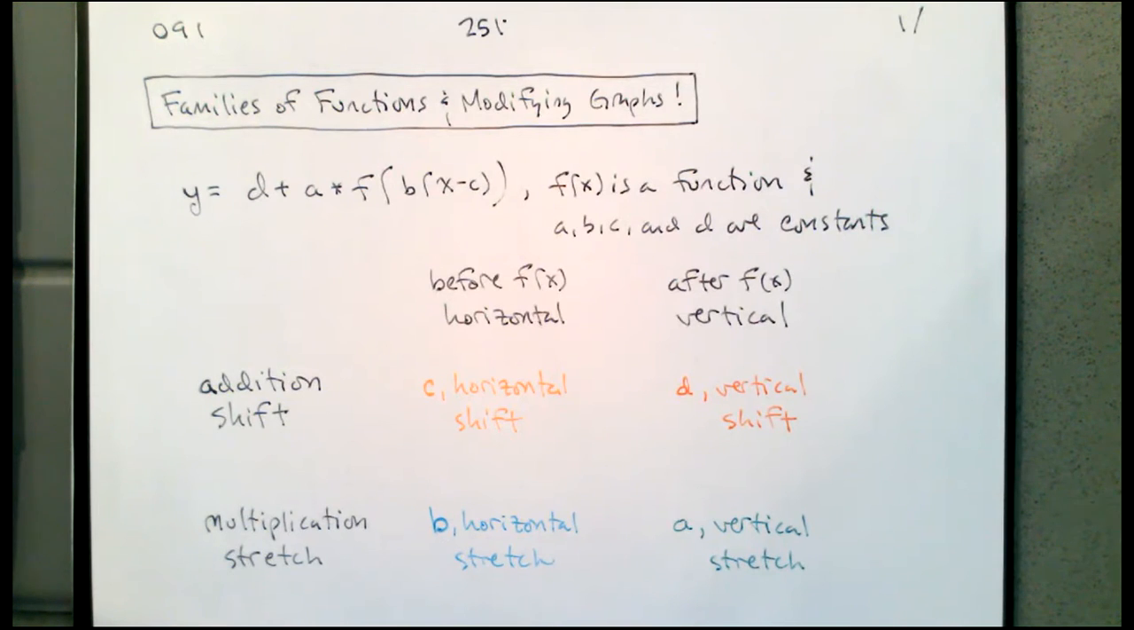The operation of multiplying by b or multiplying by a, when we're multiplying, we're going to produce a stretch. So when we multiplied before the function, we had a horizontal stretch. And when we multiplied after the function, we had a vertical stretch. So those are our 4 changes that we can make to the graph with addition or multiplication, either before or after the function. So once again, let me summarize.